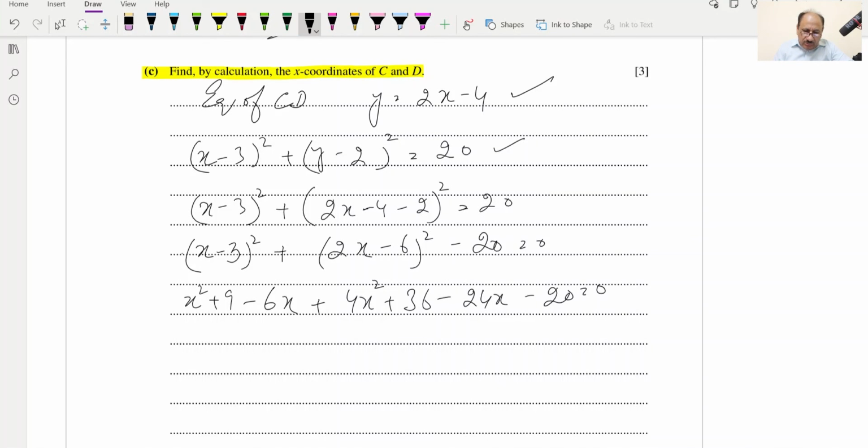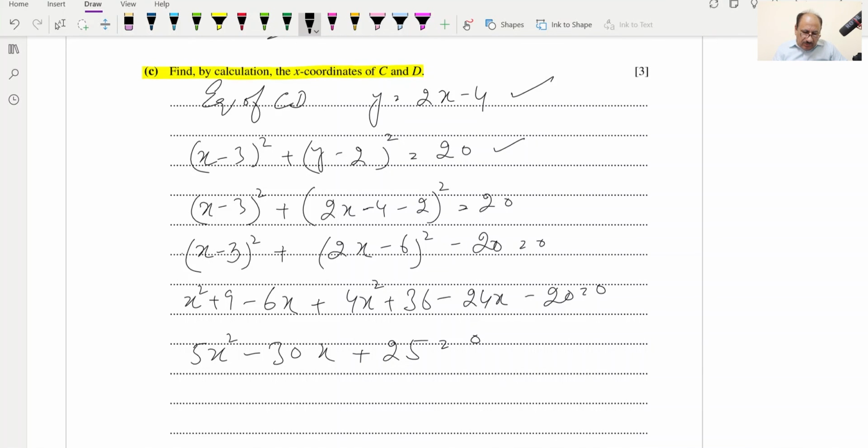Adding like terms, so 4x squared plus x squared will be 5x squared, and minus 6x and minus 24x, so it will be minus 30x. The constant values are 36 plus 9 and minus 20, which will result in plus 25. We can check with the calculator also.